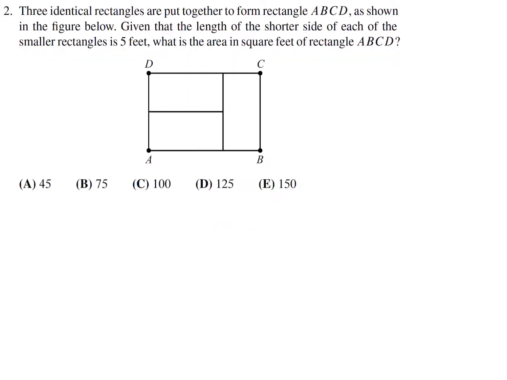3 identical rectangles are put together to form a rectangle ABCD as shown in the figure below. Given that the length of the shorter side of each of the smaller rectangles is 5 feet, what is the area in square feet of the rectangle ABCD?